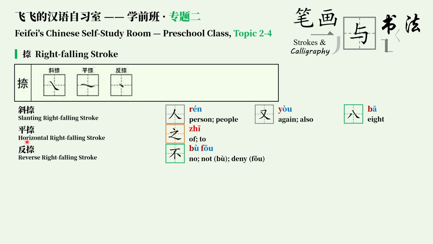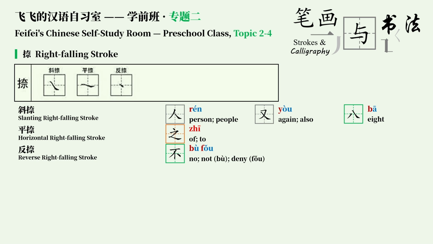平捺, horizontal right fallen stroke. As the name suggests, this stroke is much flatter than the slanting right fallen stroke, extending almost horizontally to the right with a gentle downward tilt. It is often used as the bottom stroke of a character, acting like a base to support the whole character.